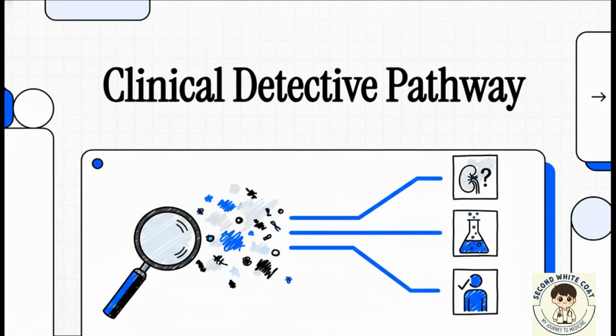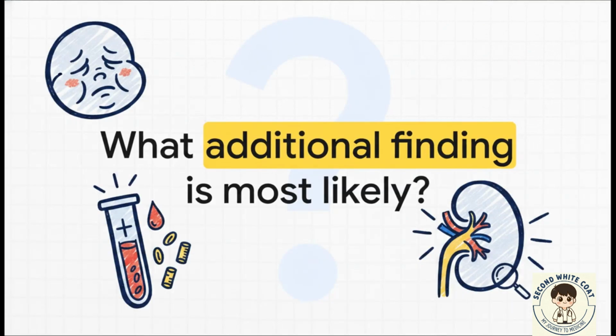Today, we are stepping into the shoes of a clinical detective to solve a classic high-yield kidney vignette. You know that feeling when you're staring at a massive wall of exam text and just feel totally overwhelmed by all the scattered clues? Well, you're in the right place. We're going to learn exactly how to organize that raw data, branch your differential diagnoses, and absolutely nail the right answer.